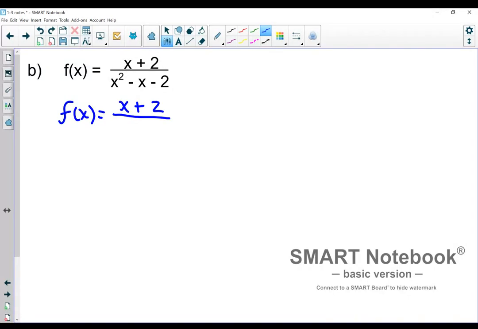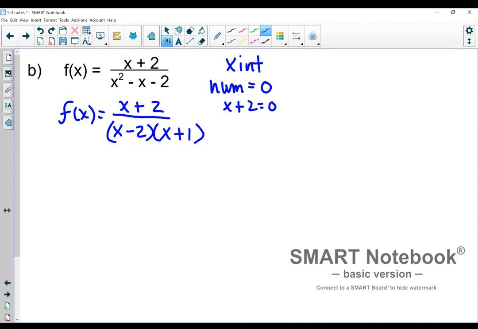So let's see, I could factor this to, let's see, negative 2, so x minus 2 times x plus 1, and let me just check that. Negative 2 times 1 is negative 2. When I add them, I get negative 1, so that's good. So I need to kind of go through and do some graphing steps here. So my x-intercepts always come from the numerator equaling 0. So I will take x plus 2 and make it equal to 0 and solve. So I have an x-intercept, x equals -2.